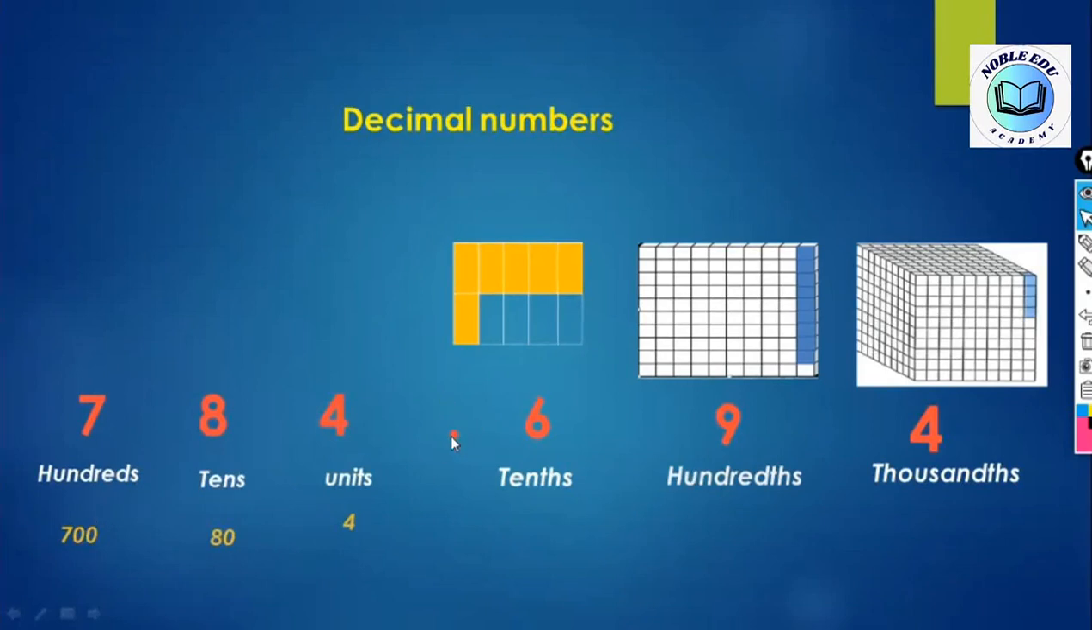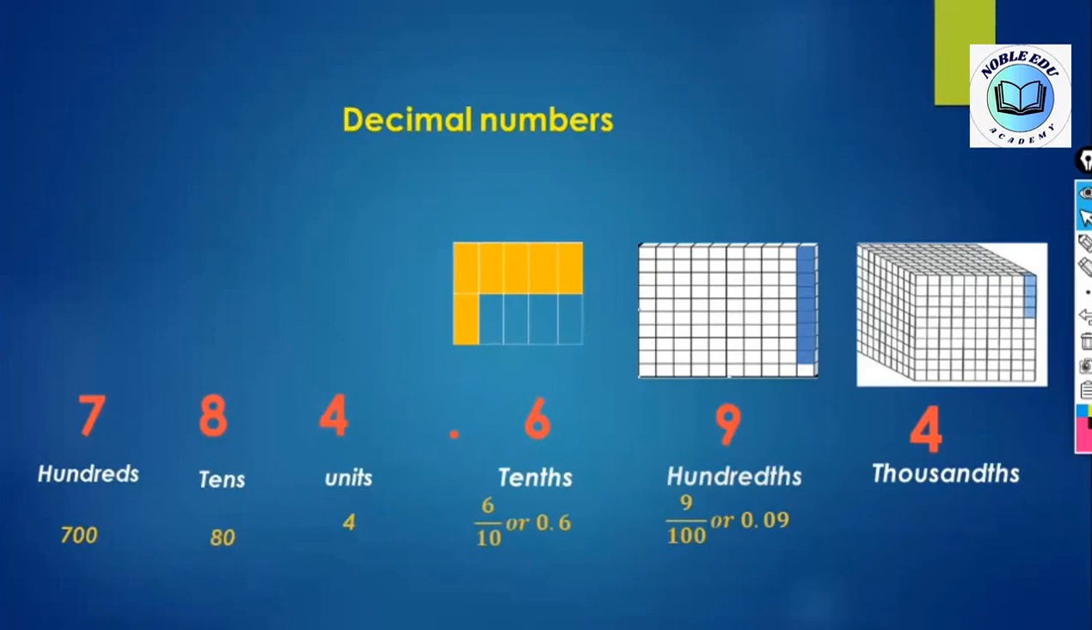Okay, and now I have the decimal point and the decimal number. 6 tenths means 6 over 10, or you can say 0.6. Here is 9. 9 over 100, because 9 is in the hundredths place. 9 over 100, or you can say 0.09.